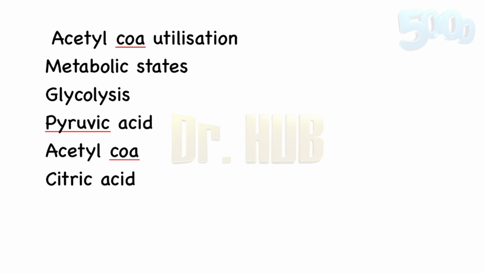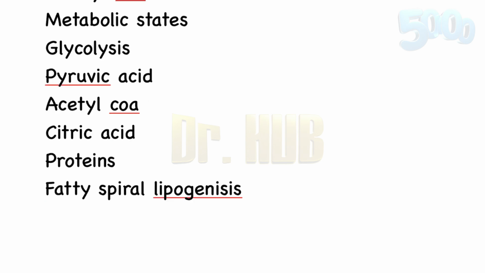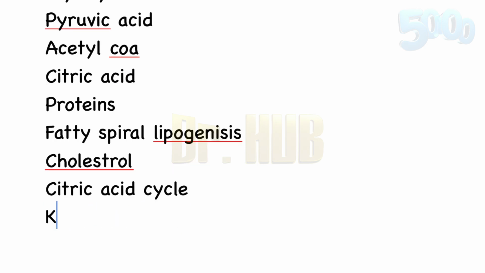So the contributors to the acetyl CoA include the proteins as well as the amino acids, the fatty acids, sterols, as well as lipogenesis. Next, from the acetyl CoA, it moves on to cholesterol as well as steroids, and the citric acid cycle has ATP generation as well as the presence of the ketone bodies.